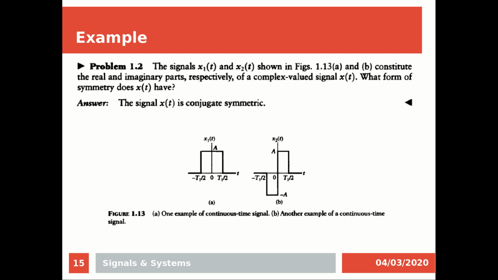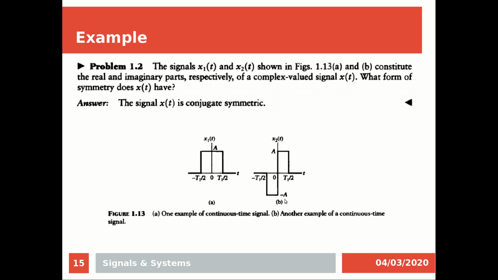Here, if I give it to you as a graphical representation of the function around the symmetrical axis, you will see that from 0 to t1 over 2 it has the same amplitude as from the other side, from 0 to minus t1 over 2. So this is what we call an even signal. So here he said that the real part is even. Okay, so the real part is even.